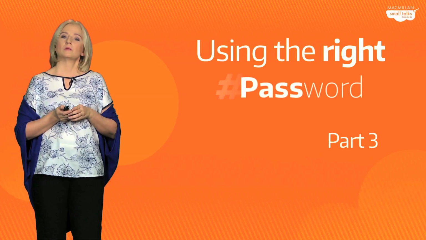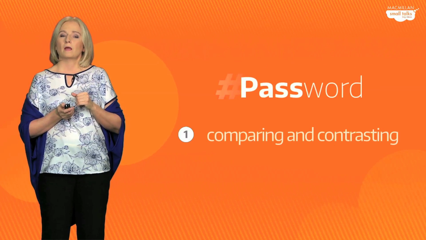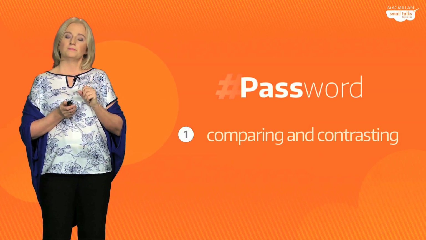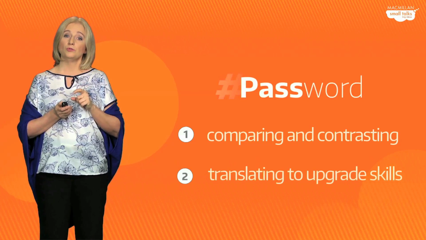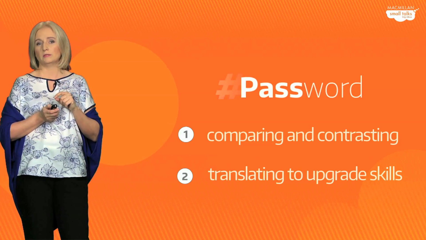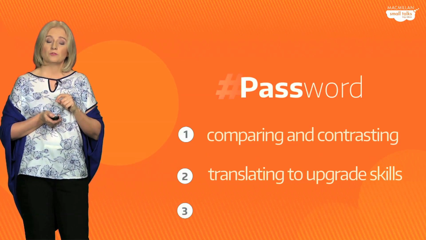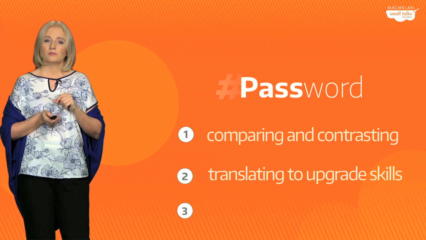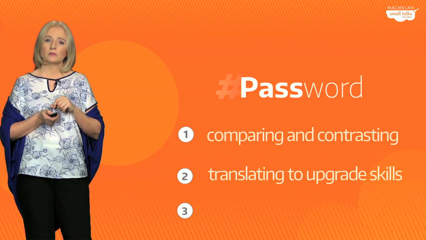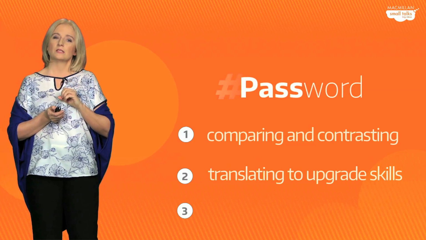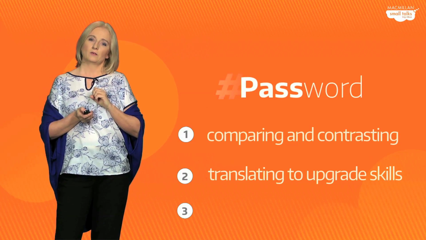So far, we talked about comparing and contrasting, paying attention to differences. The second password, key, was using the actual translation with your students. What is number 3? What do you think? Well, number 3 is connected with, in a sense, more translation, but again, at a different angle.